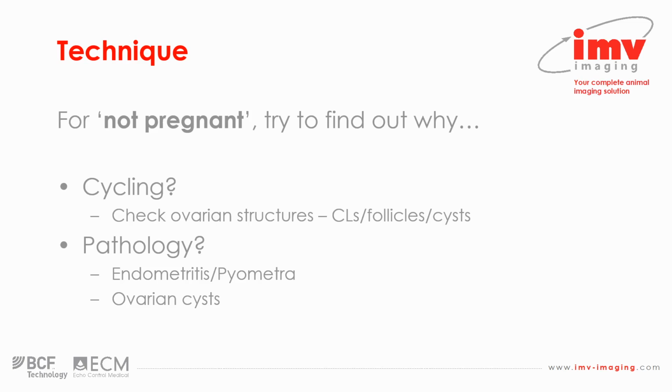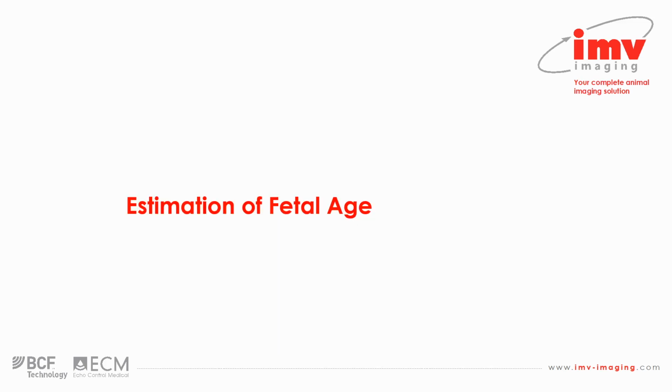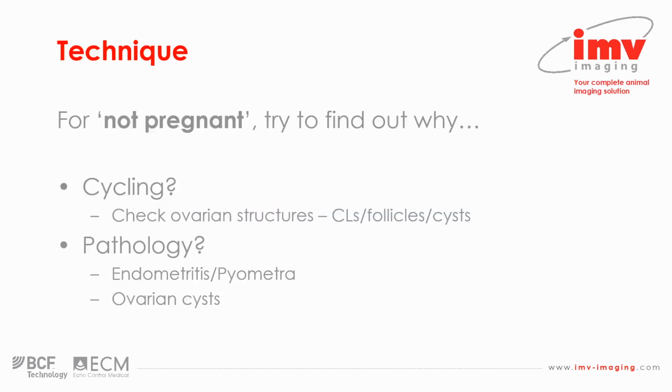Are there corpora lutea evident, which would be evidence of cyclicity? Are there follicles, again, evidence of cyclicity? Or are there cysts, which may suggest a cause for interruption of the normal cycling pattern? Is there evidence of pathology aside from the cysts I just mentioned? Is there evidence of an endometritis or a pyometra? Obviously, if any of these things are present, or you have any suspicions that any of these things might be present, then those need to be addressed.